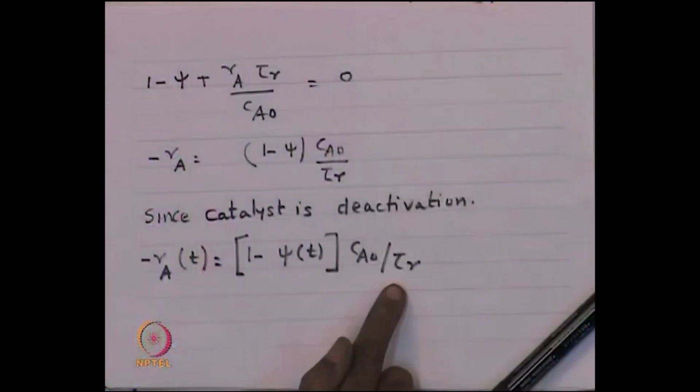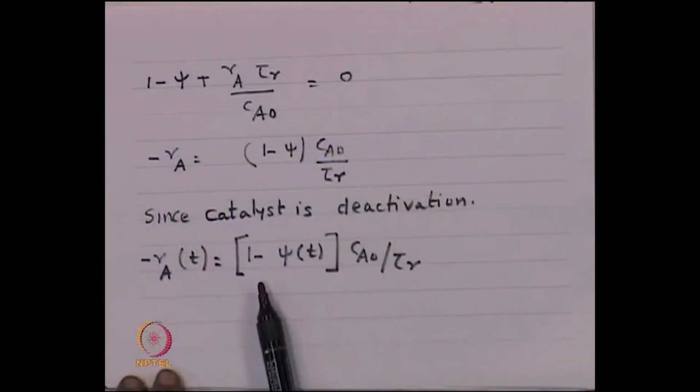Having said this, what we are saying now is, we have a catalyst which is deactivating. Now, our interest is to measure how this deactivation is taking place. For doing that, what are we doing? We are measuring reaction rate. How do you measure reaction rate? By measuring all the quantities on the right hand side.